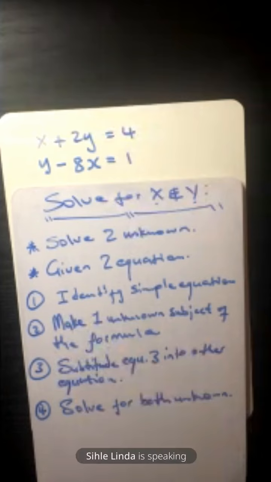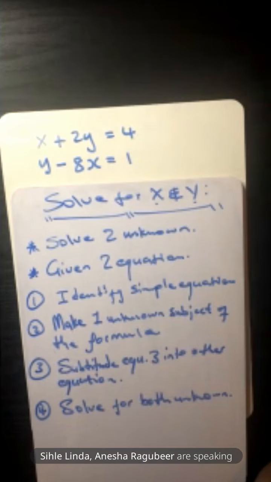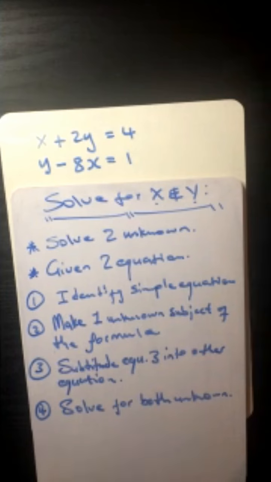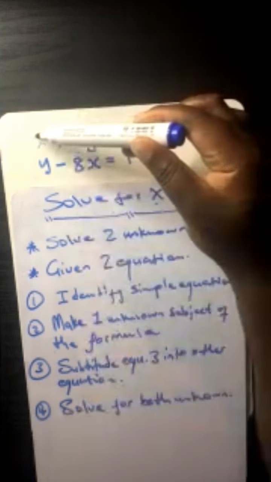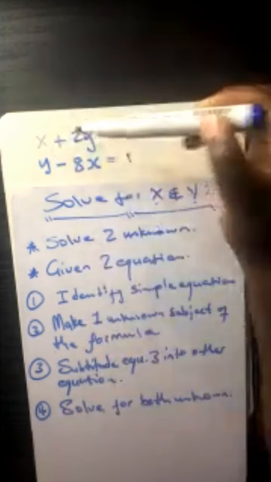Represented how, sir? So what is the unknown? X and Y, sir. 100%. So see here, the unknown is represented by a letter. Always the unknown is represented by a letter. So the unknown is x and y.